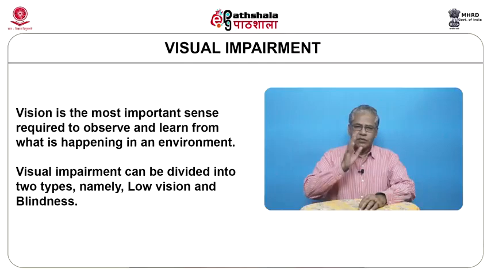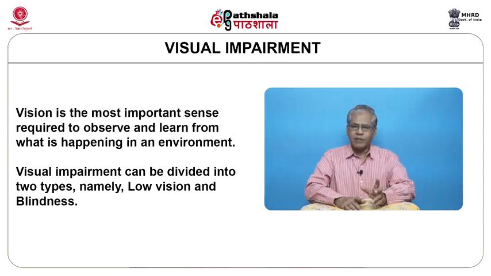Let me describe the meaning of visual impairment. Vision is the most important sense required to observe and learn from what is happening in an environment. Visual impairment can be divided into two types, namely low vision and blindness. Low vision refers to reduced functional vision in the individual.